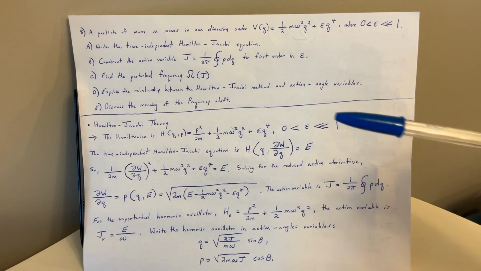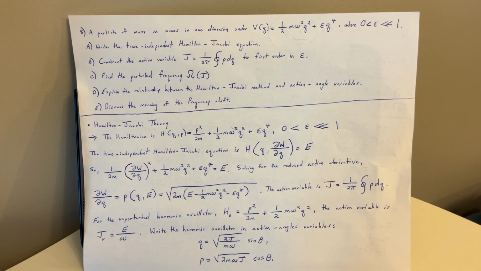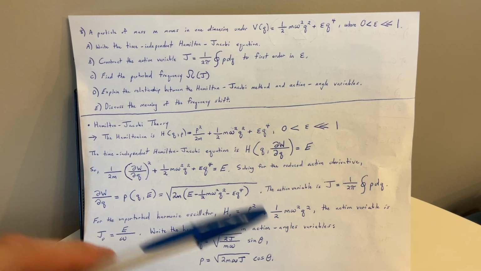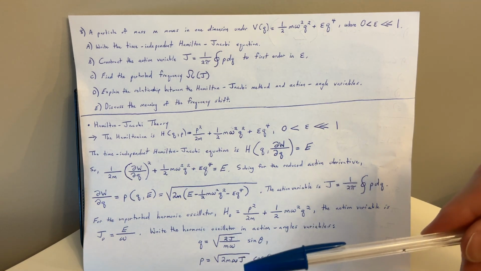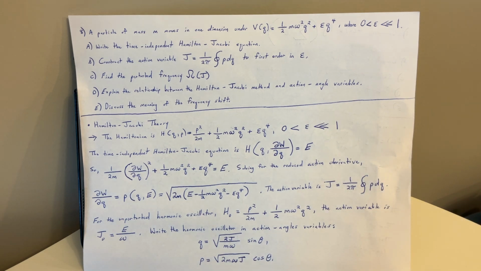Moving along from here, sorry about that. So part B, the action variable is J = 1/(2π) ∮ p dq. For the unperturbed harmonic oscillator, H₀ = p²/2m + 1/2 m ω² q², and the action variable is J₀ = E/ω. So we write the harmonic oscillator in action-angle variables: q = √(2J/mω) sin θ, and p = √(2mωJ) cos θ.